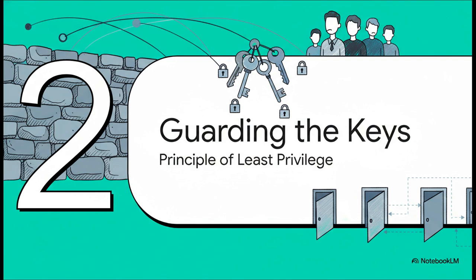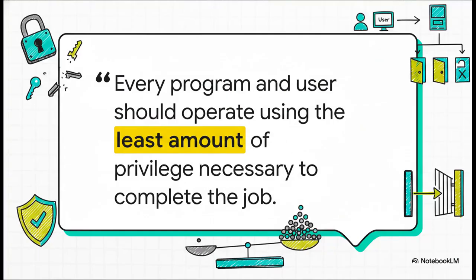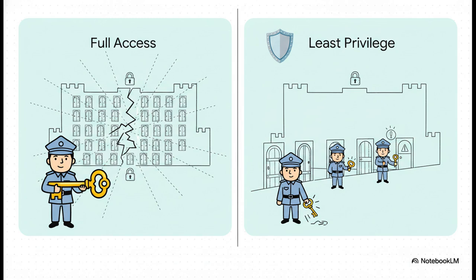So building strong walls is one thing, but what about all the folks inside? How do we decide who gets the keys, and more importantly, which doors those keys should actually open? This leads us to a golden rule in security, and it was said perfectly by Jerome Salter. It's called the principle of least privilege. And in simple terms, it's this. You only give someone the exact permissions they need to do their job. Nothing more, nothing less. And the difference this makes? It's night and day. On one hand, you have a guard with a master key to every single room.